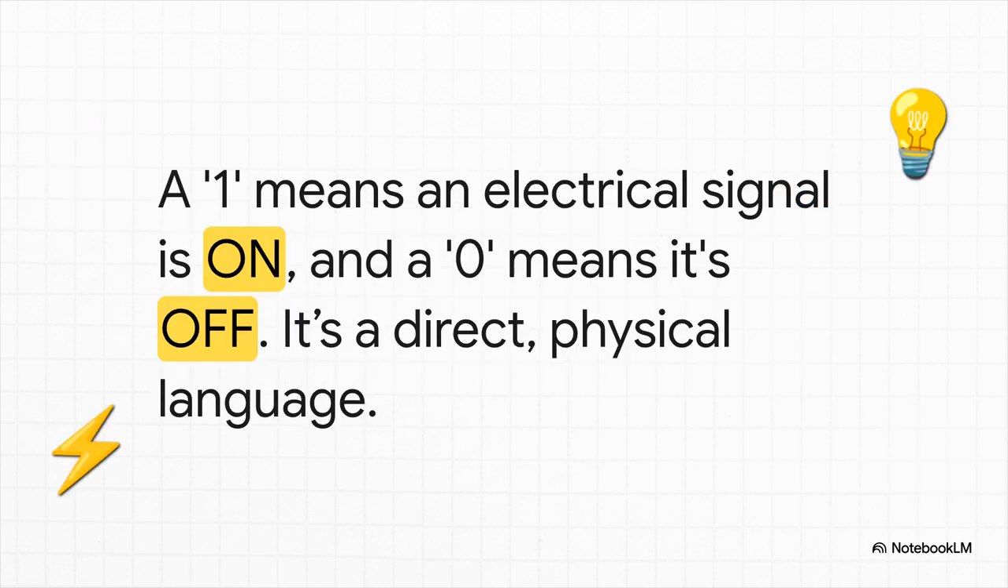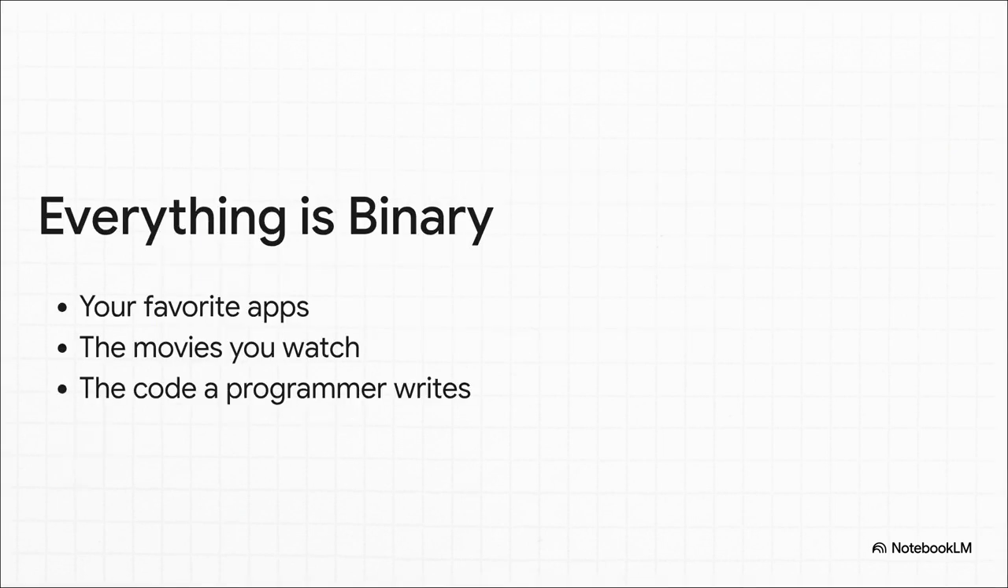But here's the really cool part. These aren't just random numbers. They represent actual physical states inside the computer. A 1 means a tiny electrical signal is on, and a 0 means it's off. It's literally a language of physics. And this is the bedrock of all computing. Everything, and I mean everything, from the app you're using right now to your movies to the code a programmer writes, it all has to get broken down into millions and millions of these little on and off signals.